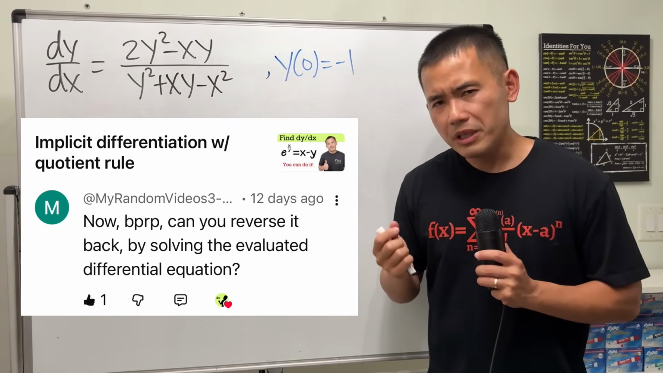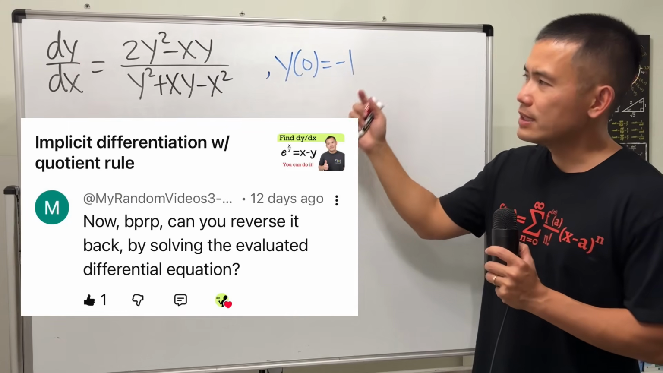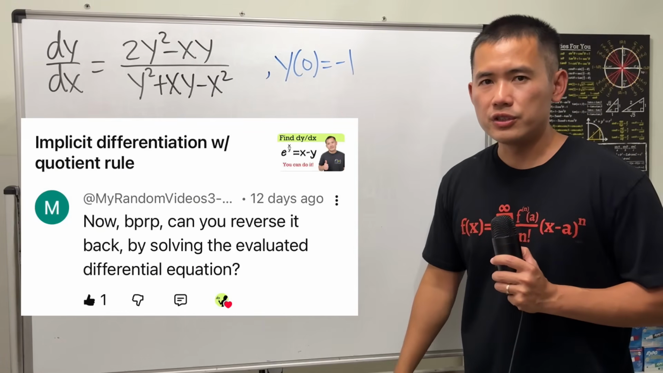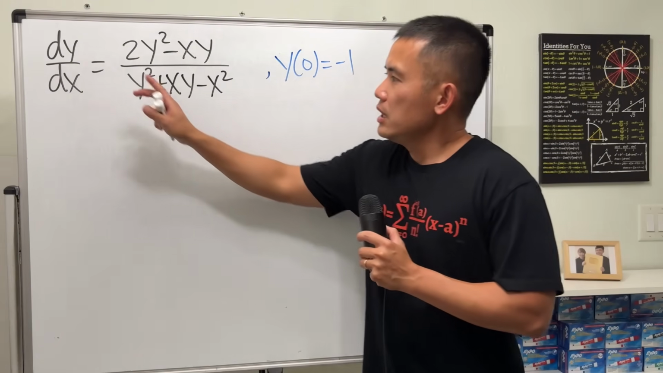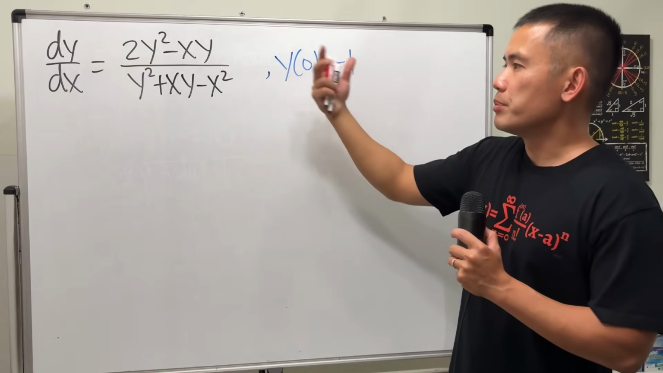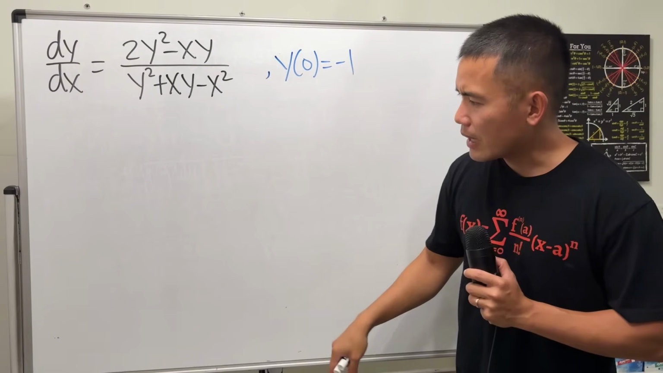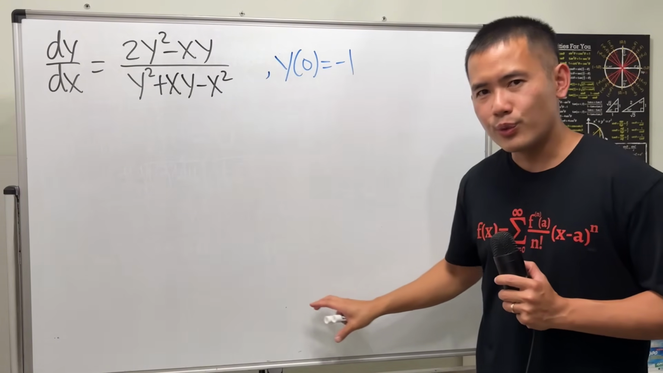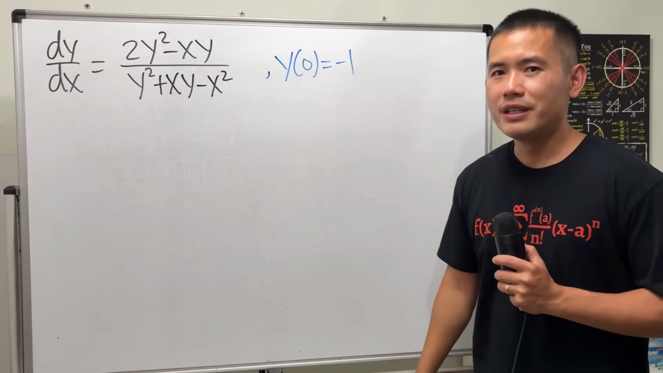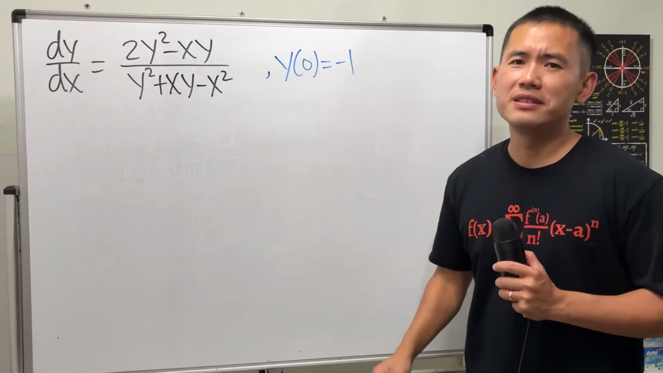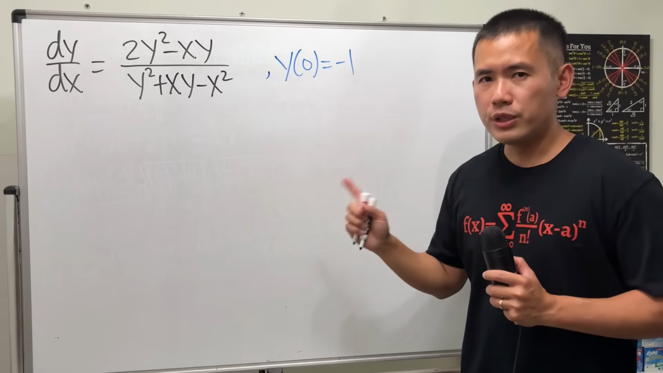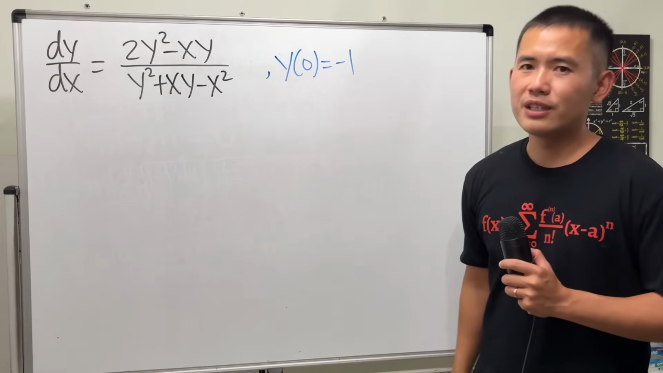So you would like to know if it's possible for us to reverse the process of implicit differentiation, meaning if you have the derivative after implicit differentiation, is it possible to somehow go backwards and figure out what the original equation is? Well, I will tell you yes, but it's not always going to be easy. For this one, it's pretty manageable, so let's have a look.